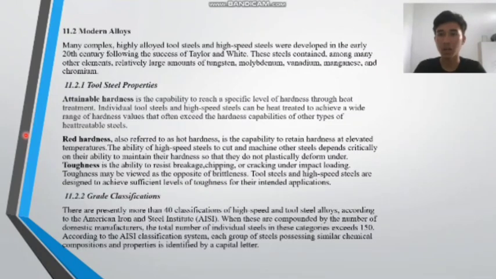11.2 Modern alloys. Many complex high-alloy tool steels and high-speed steels were developed in the early 20th century following the success of Taylor and White. They still contained, among many other elements, relatively large amounts of tungsten, molybdenum, vanadium, manganese, and chromium.